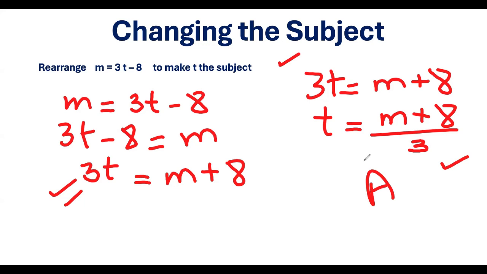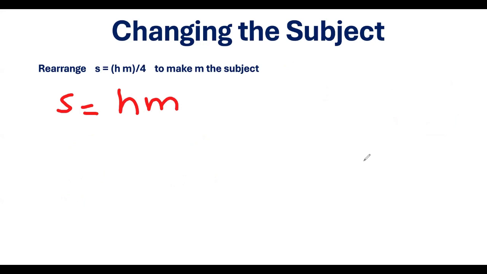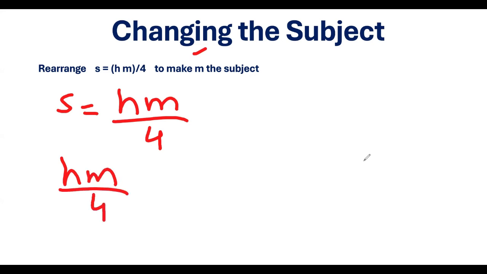Next question is, rearrange S is equal to HM divided by 4 to make M the subject. S is equal to H multiplied by M divided by 4. You have to make M the subject. So M to be shifted on the left-hand side. Now sides are changed. HM divided by 4 is coming on the left-hand side and S has gone on the right-hand side.